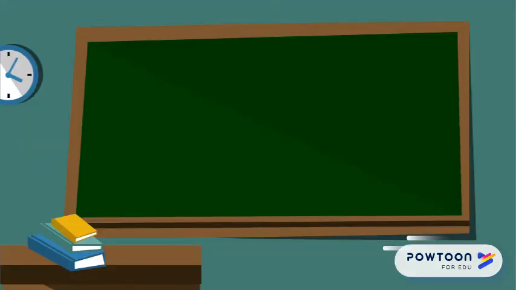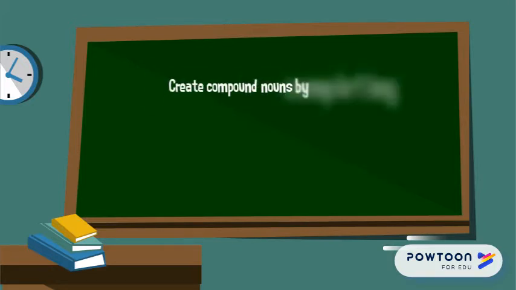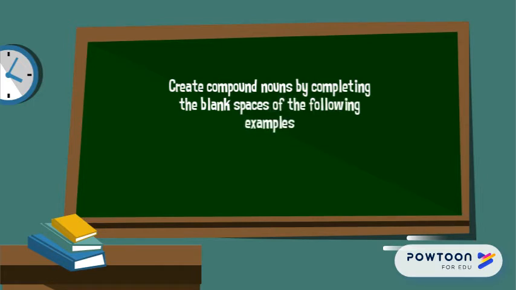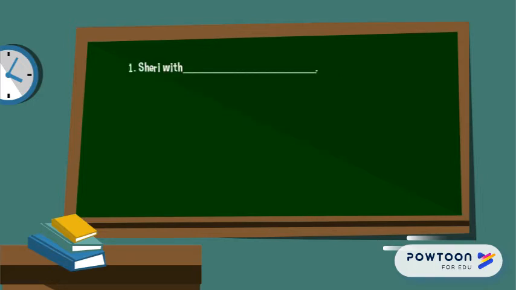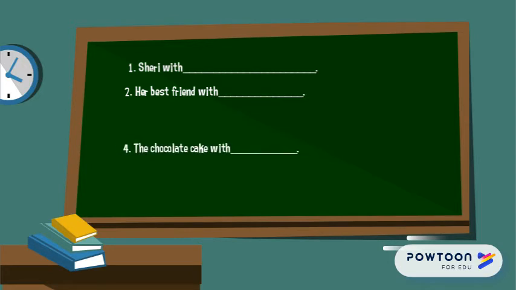Now, wizards, we have the following activity for you. Create a complex sentence by completing the blank spaces of the following sentences. Number 1, Sherry with. Number 2, her best friend with. Number 3, her mom with. And lastly, the cupcake with.